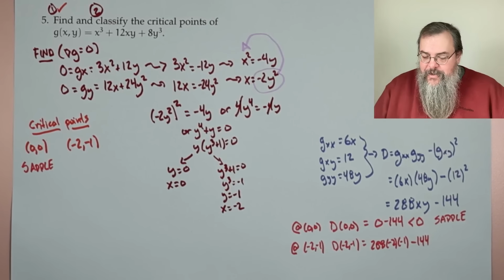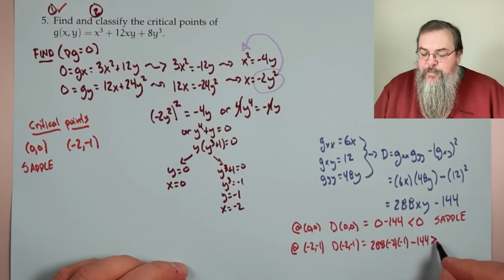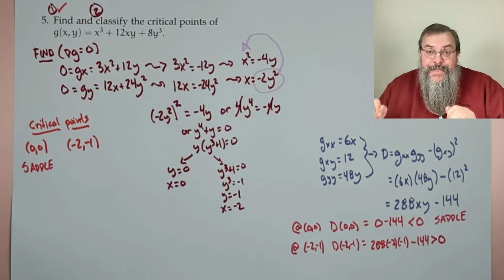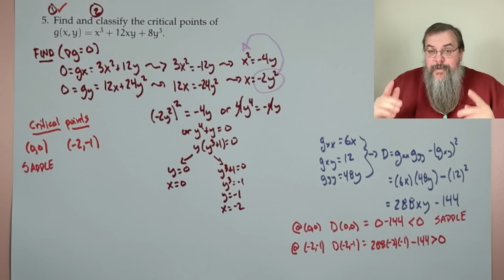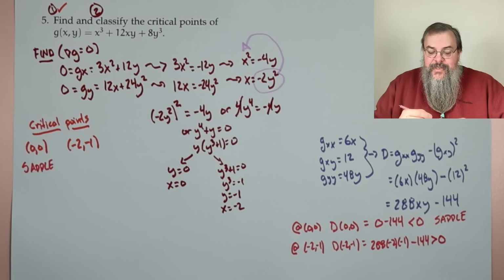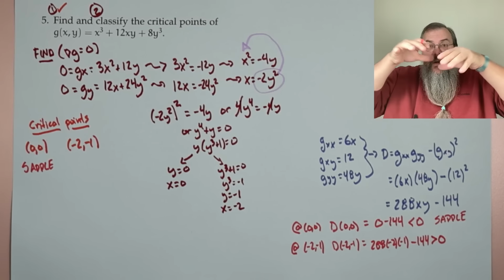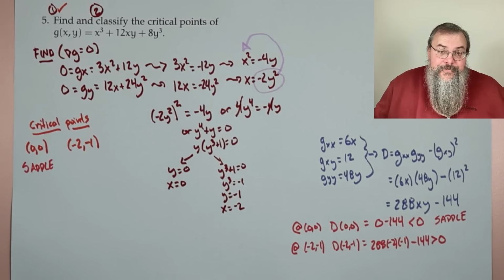What we really care about is, is this going to be positive or negative? Well, this is a large positive number. It's a lot bigger than 144. So we can see it's positive. That tells us it's a min or a max. It doesn't tell us which. It tells us that we're either always going up or always going down in all directions. How do we know?